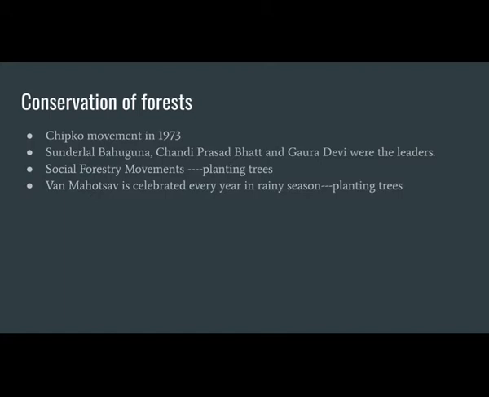And we have the leaders behind this movement: Sundarlal Bahuguna, Chandi Prasad Bhatt and Gaura Devi. And there are other movements to conserve the forest. It is the social forestry movement. What they are doing every year is planting trees throughout the country. And every year in the rainy season we celebrate one festival, Vanamahotsav, where we also plant trees. On Environment Day also we plant trees.